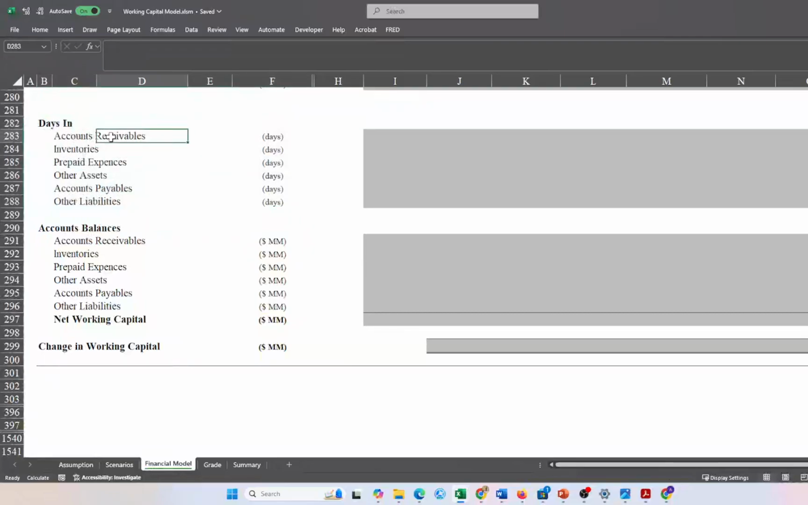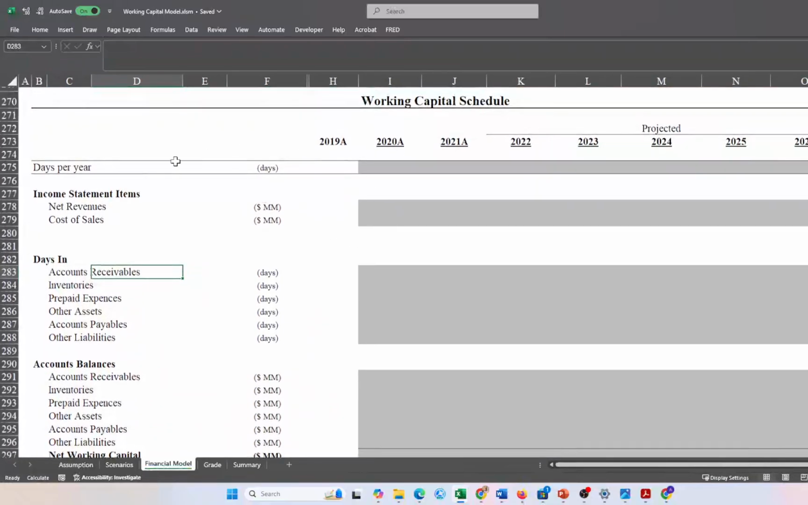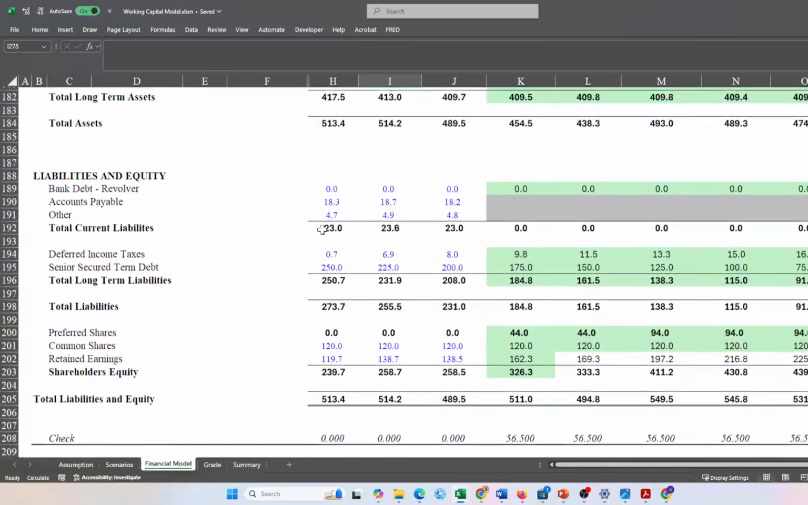So accounts receivable would be a percentage of sales. And then once we include the days per year, we want to find out how long it took to collect it, or how long we had the inventory out, depending on which one we're looking at. So the first thing I'll do is start with the days per year. Actually, before we start there, I'm just going to show you above.